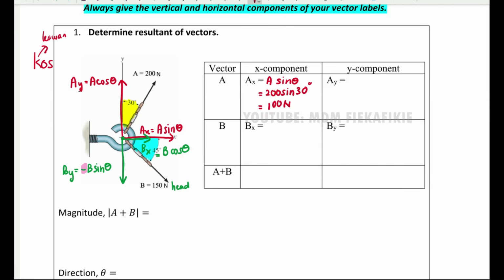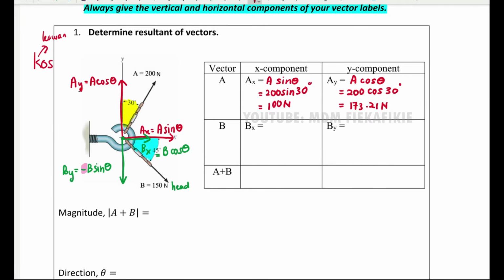And then for AY, direction dia upward. Jadi bila upward dia adalah positif. So A cos theta. Okay, so A dia adalah 200 cos 30 degree. So tekan kalkulator elok-elok. So you akan dapat 173.21 Newton. Okay, kita dah settle untuk part A.